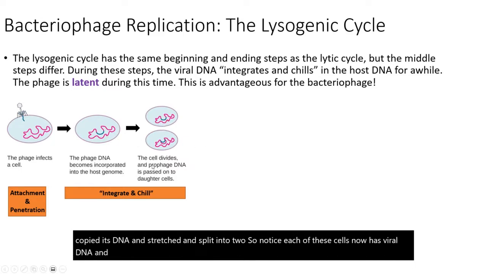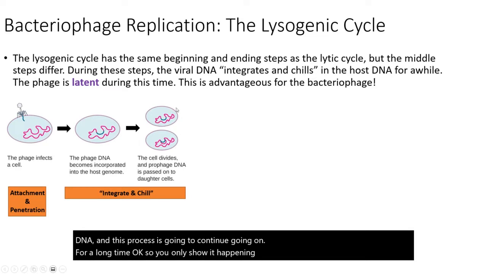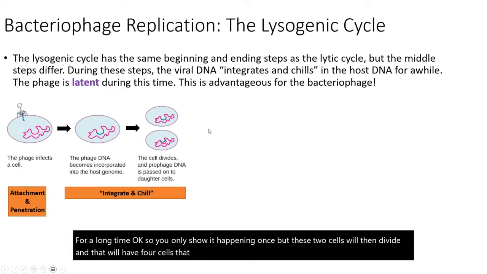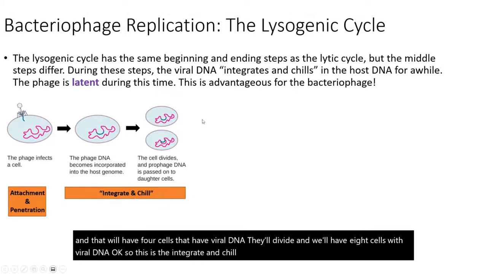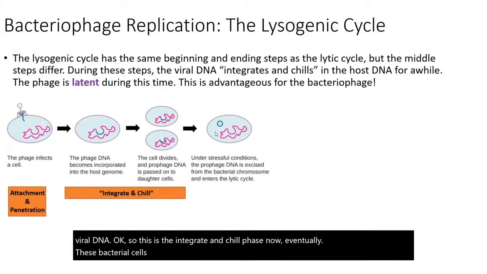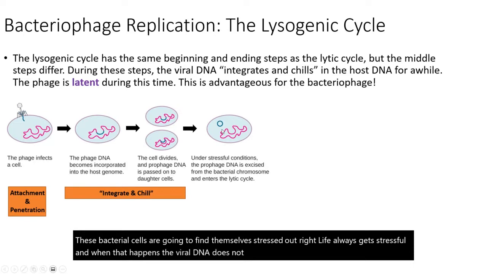And this process is going to continue going on for a long time, okay? So I only show it happening once, but these two cells will then divide, and now we'll have 4 cells that have viral DNA. They'll divide, and we'll have 8 cells with viral DNA, okay? So this is the integrate and chill phase. Now, eventually, these bacterial cells are going to find themselves stressed out, right? Life always gets stressful. And when that happens, the viral DNA does not want to be part of a stressed out host, so it gets out.